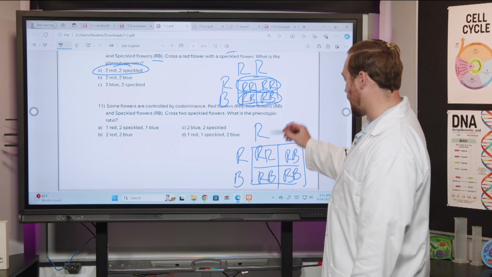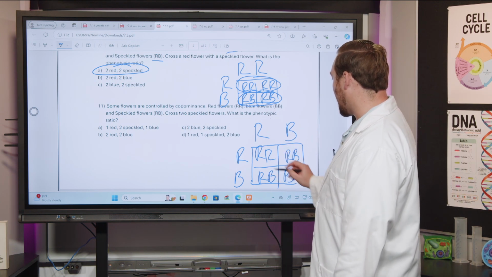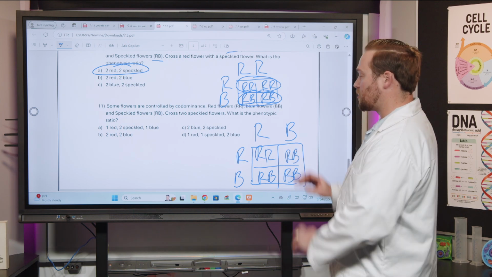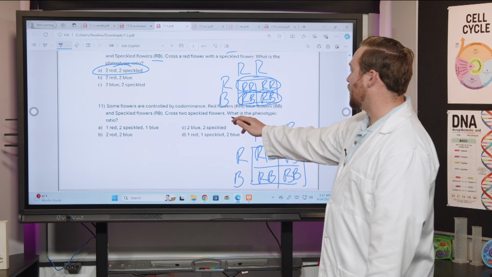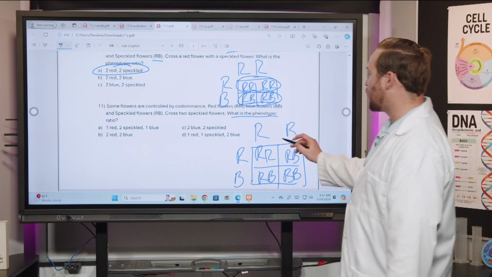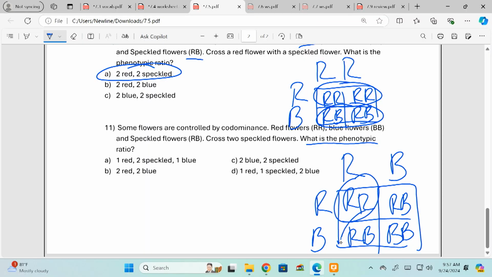And I'm just going to double check this one real quick to make sure I gave y'all the right information. Okay, so I've done this Punnett square correct. It says, what is the phenotypic ratio? So we got 1 that's going to be red, 2 that are going to be speckled, and 1 that's going to be blue. So 1 to 2 to 1. It looks like letter A is going to be our best answer choice. This one's going to be red. These 2 are going to be speckled, and that one's going to be blue.